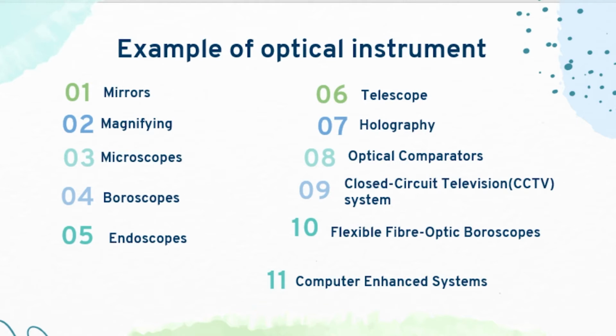Next, these are some examples of optical instruments which can aid in the visual test: mirrors, magnifying glasses, microscopes, boroscopes, endoscopes, telescopes, holography, optical comparators, CCTV, flexible fiber optic boroscopes, and last but not least, computer enhanced systems.